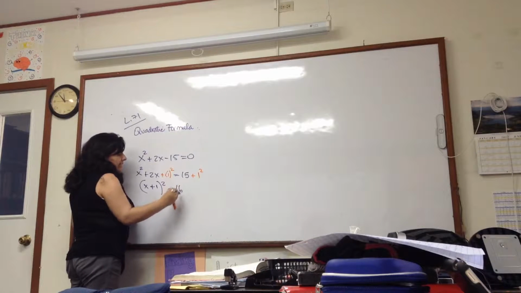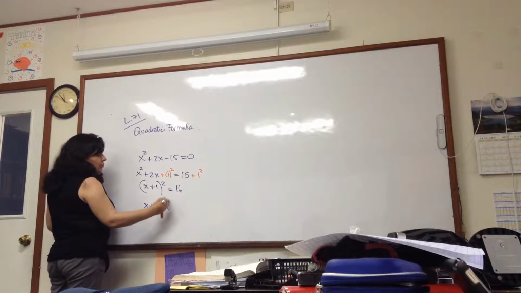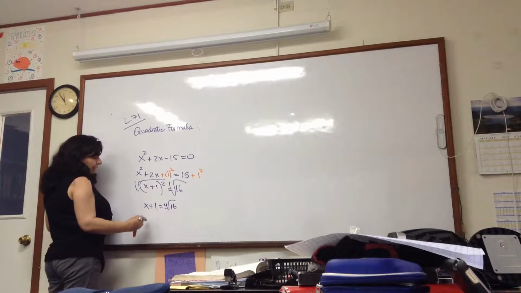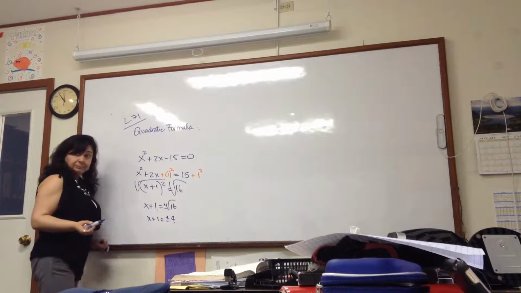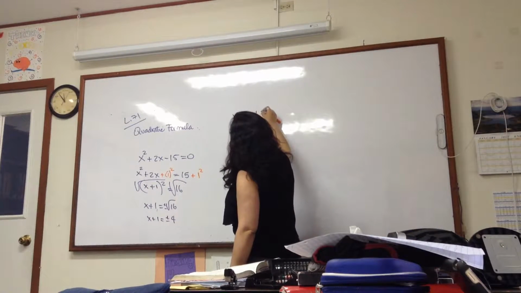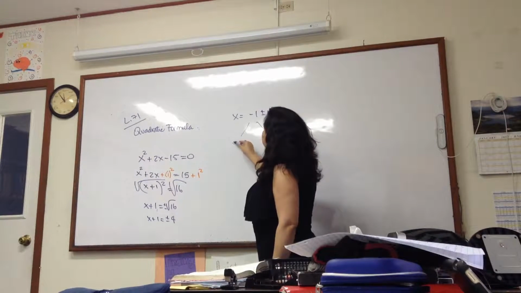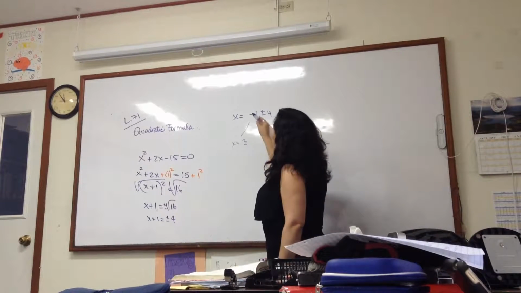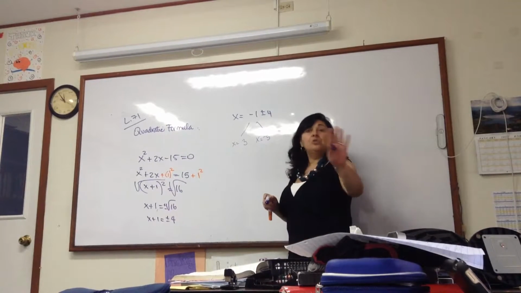Equals 16. And then I would have x plus 1 equals the square root of 16, because I square rooted both sides. So x plus 1 equals plus or minus 4. Then x equals minus 1 plus or minus 4. That splits into two answers: minus 1 plus 4, which is 3, and minus 1 minus 4, which is minus 5. Do you remember this?